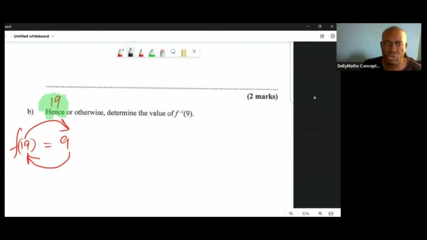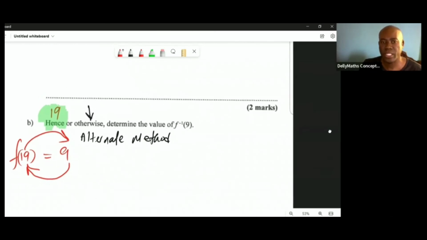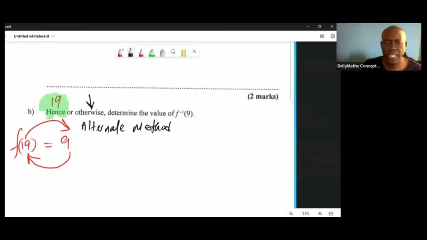But what I'm going to do is to do the inverse just as an alternate route. So I'm saying this is an alternate method, right? So the alternate method is I'm working on the otherwise, right? So doing the otherwise, we need to find the inverse. So let's go for the inverse.